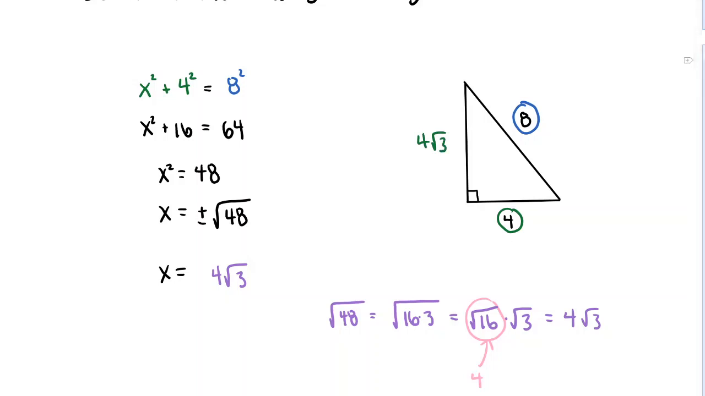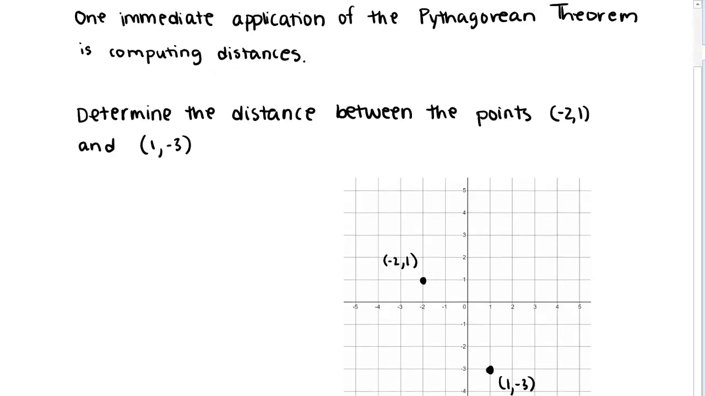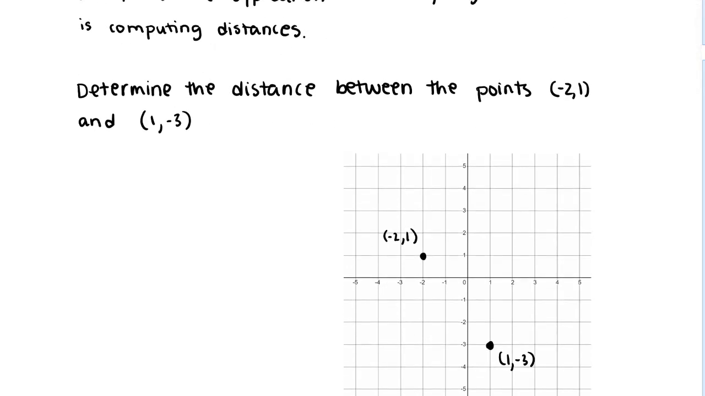Okay, so the next thing I want to talk about is that one of the immediate applications of the Pythagorean theorem is computing distances. So the idea is that right triangles can be seen so frequently in nature and naturally, and we can sort of fit them into whatever we're looking at so frequently. And so here I want to take that idea and apply it to this problem. Let's determine the distance between the 2 points -2, 1 and 1, -3.